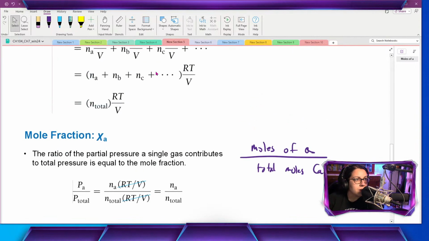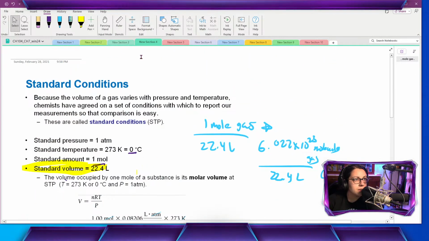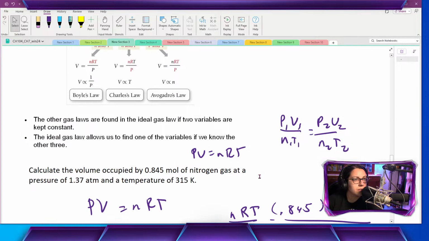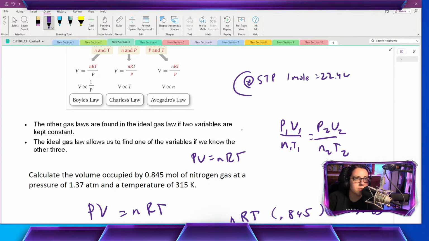All right, so again, recap. All you need to know really is PV equals nRT, and of course our standard conditions, STP. So I'll just add that. At STP, 1 mole is 22.4 liters. So that's just our need to know on this page right there. I'll leave that as our need to know.